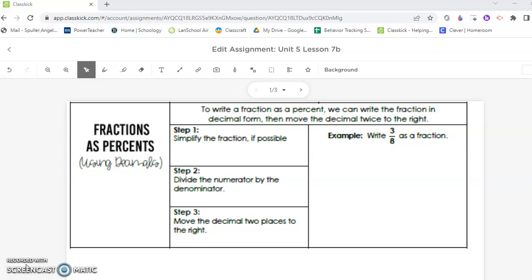All right, to write a fraction as a percent, first of all, take the fraction and simplify it. It's the easiest thing to do. And then divide the numerator by the denominator to make it into a decimal, and then move the decimal point two places to the right.